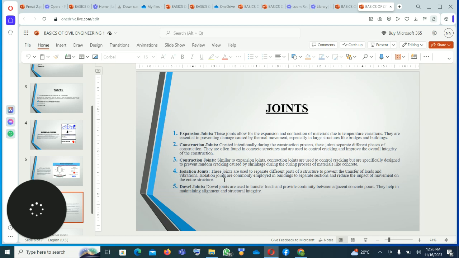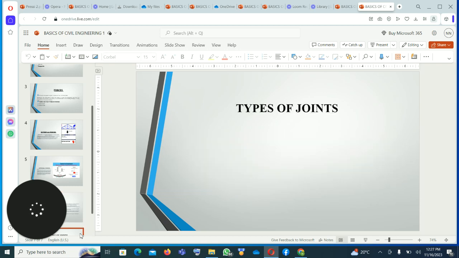The other one is the isolation joint. They are used to separate different parts of a structure to prevent the transfer of loads and vibration. And the last one is the dowel joint. They are used to transfer loads and provide continuity between adjacent concrete pours. And they also help in maintaining the alignment.